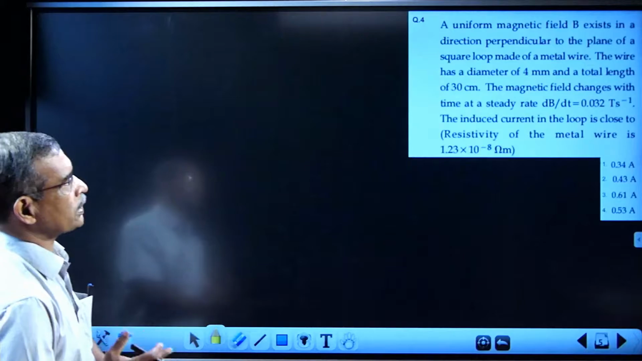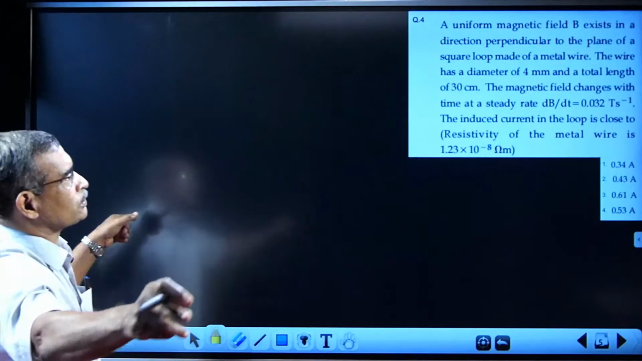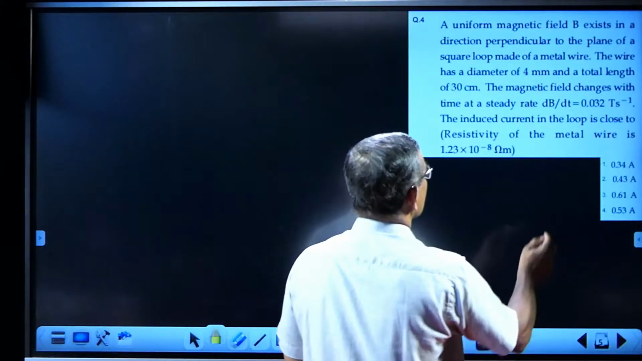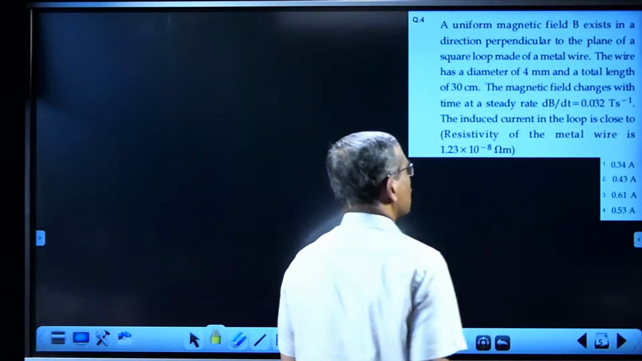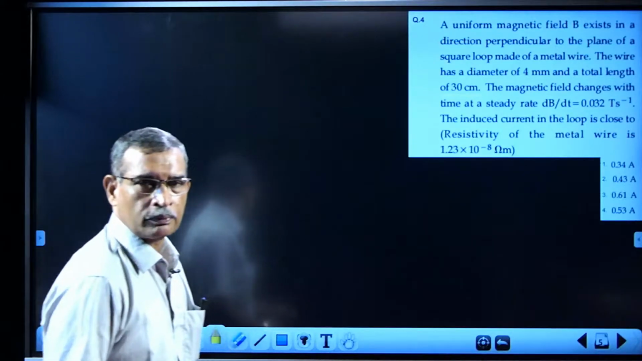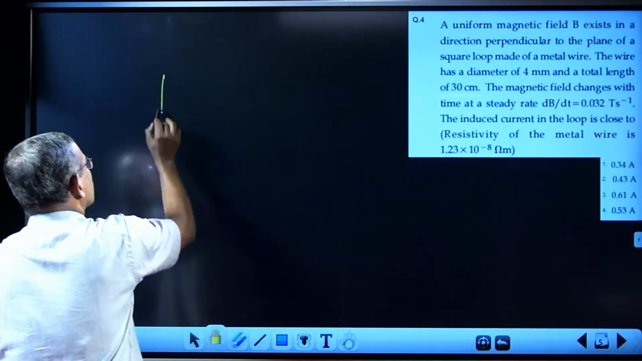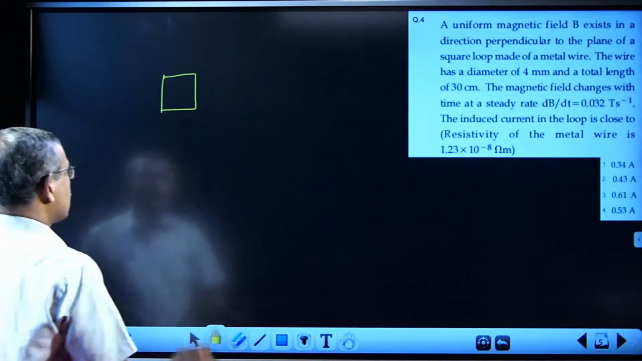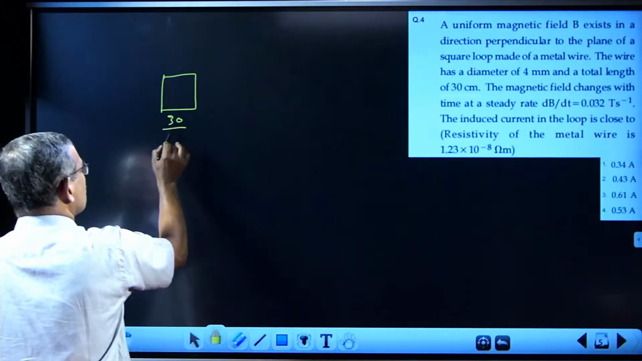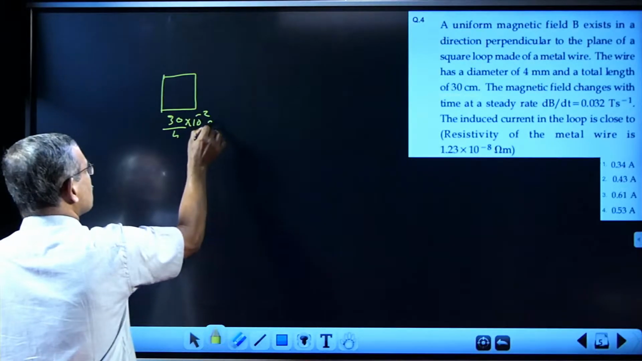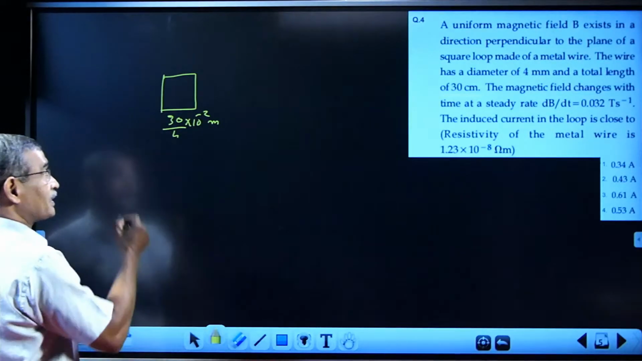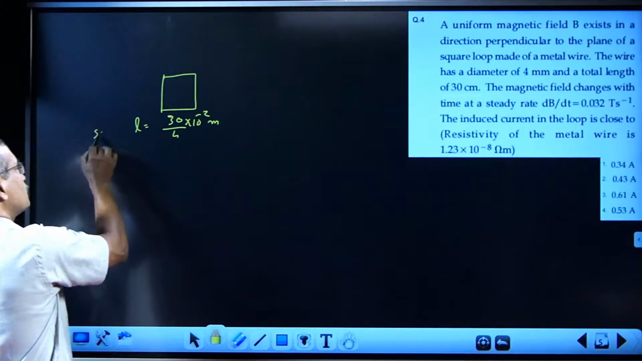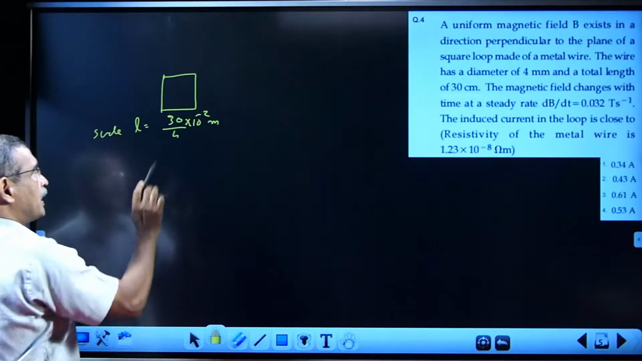Now come to our question. Here the entire length of the loop is given. In the problem it is given as 30 cm, and it is bent to form a square loop like this. Total length is 30 cm. Then what is the side length? It is 30/4 × 10^-2 meter. That is the side length L.